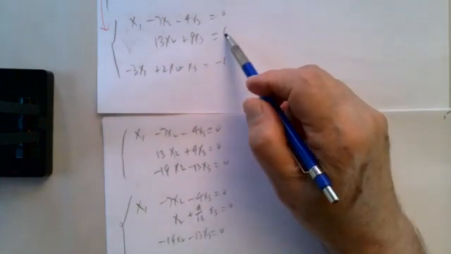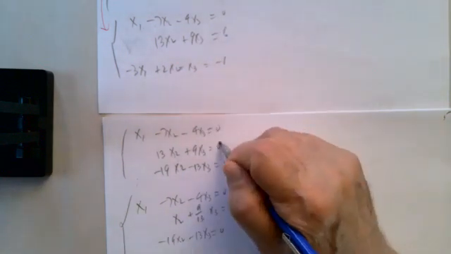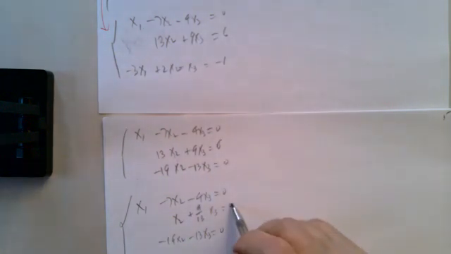Oops, I made a mistake. Back here, there was a 6. I forgot that 6. What happened to it? I just didn't copy it correctly. So this is 6 over 13. All right.